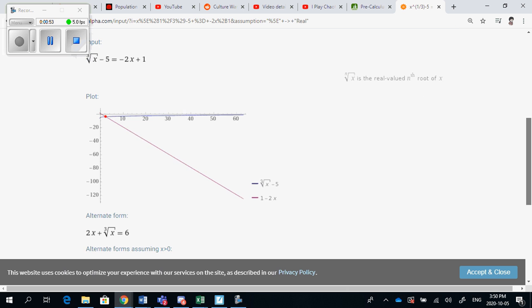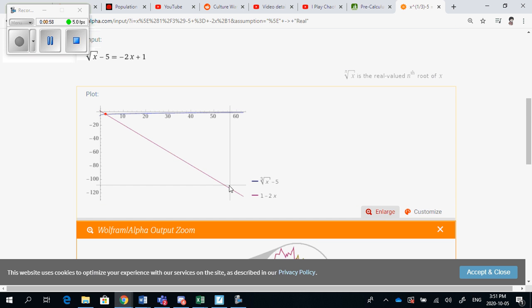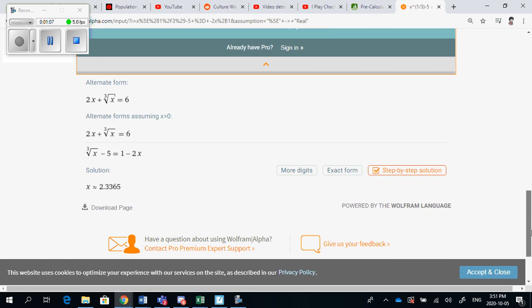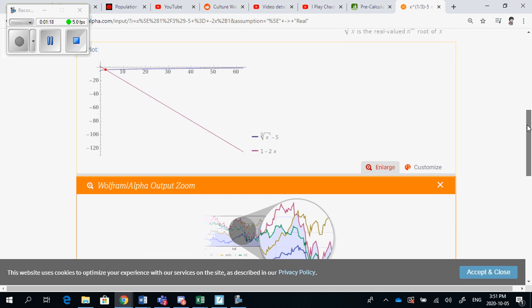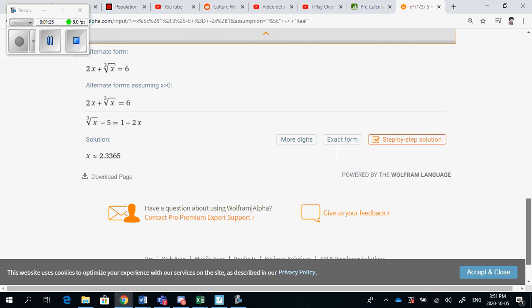Okay. So we can zoom this graph in a little bit, and we can click the enlarge button to see that. But the point is, we've got this kind of cubic shape to our graph intersecting with a line. And we actually are told a very, very close approximation to the solution here at 2.3365. So what I want you to do is sketch this graph, and you can sketch a zoomed in version if you can make that happen, and then give me the approximate solution at 2.3365.